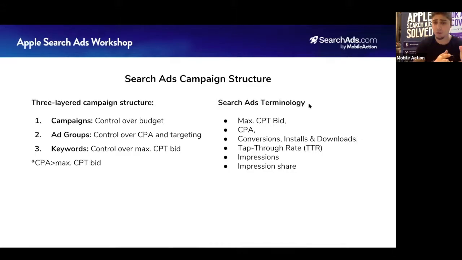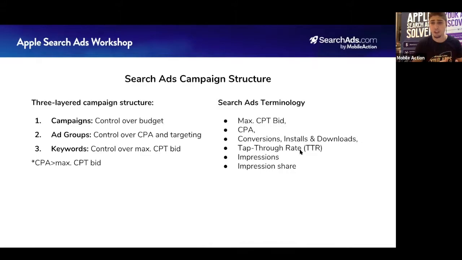Then we have tap-through rate. This is a good way to see if your creatives are working, especially if you're testing different creative sets. The tap-through rate is the rate between your total impressions and your taps. So how many of those impressions are converting to taps? If you have a poorly performing store listing, then you won't get too many taps, and that can tell you that you should improve your screenshots, maybe your app icon. It's a good metric to know.